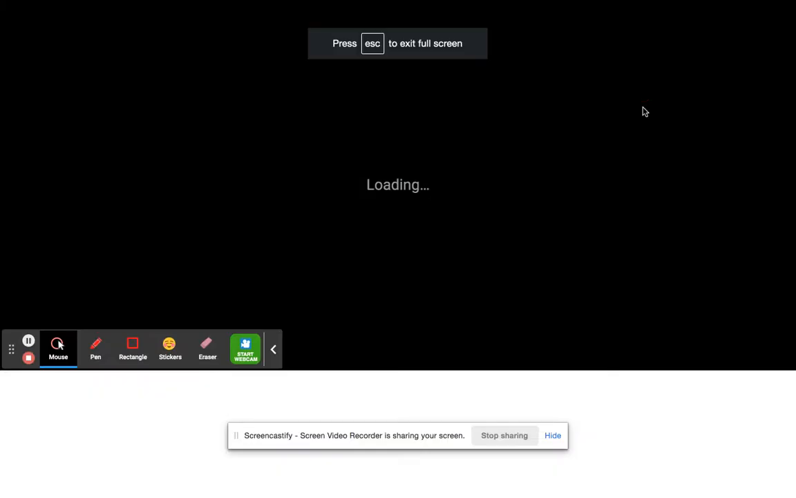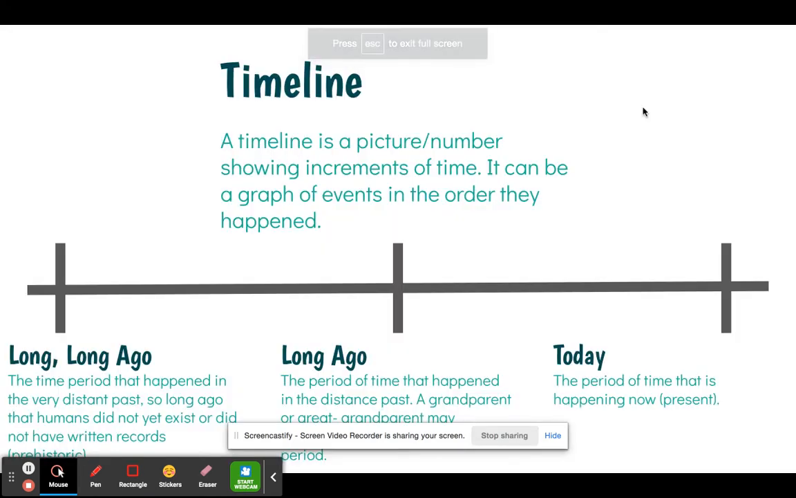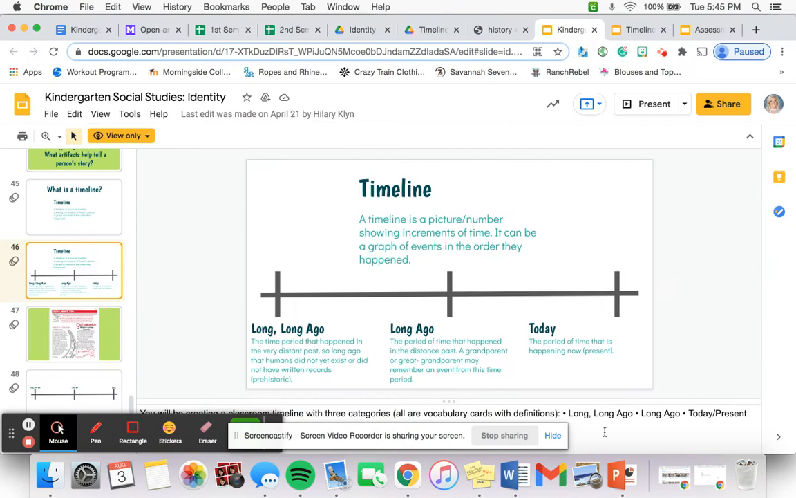All right, yesterday we learned about a timeline. And again, a timeline is showing increments of time, starting from the first thing that happened to the most recent thing that happened. So this is giving us the example of a long time ago, and what's happening today. And yesterday you put 3 pictures on a timeline that represented a baby, a toddler, and a kindergartner. Do you remember which one happened a long time ago? The baby, good job. Which one happened a long time ago? The toddler. And which one happened today? You are a kindergartner. Great work.